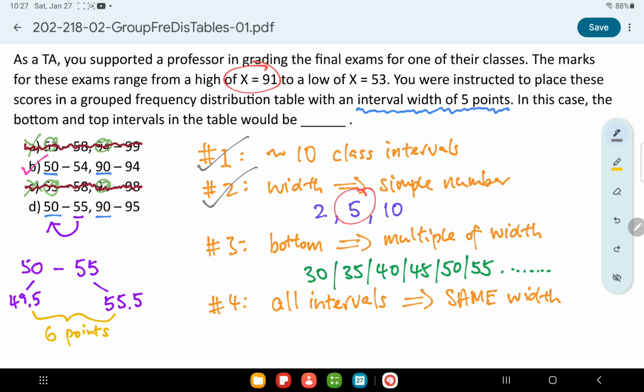The bottom needs to be multiples of the width. The width, again, as a reminder, is indicated very clearly in the question: it is 5. And 50 as well as 90 are both multiples of 5. Check. All intervals are the same width. Perfect. Do you see exactly how we've arrived at option B as the best answer? I hope this has been clear. I hope this has been helpful.